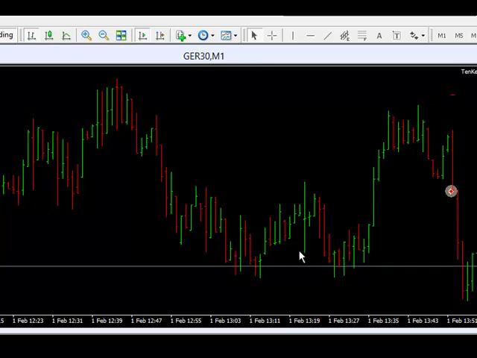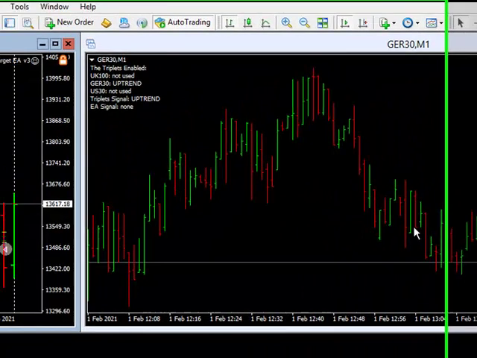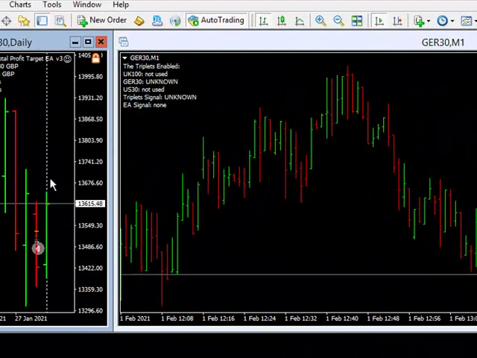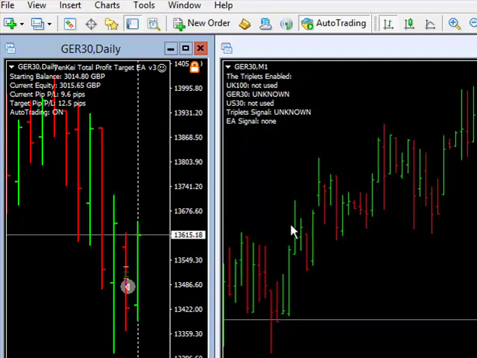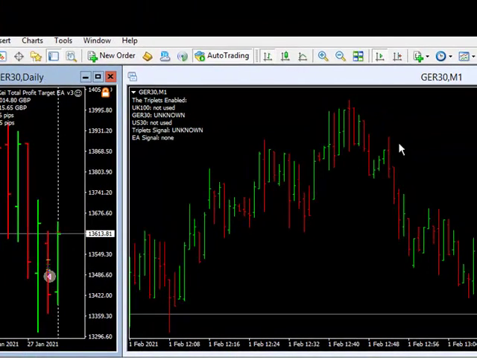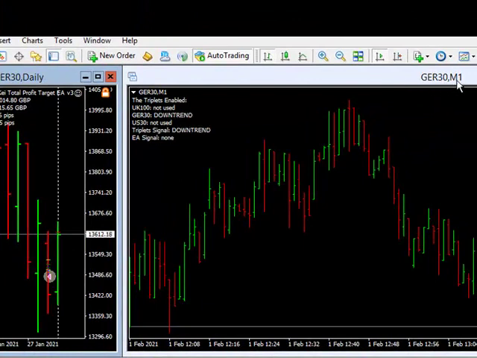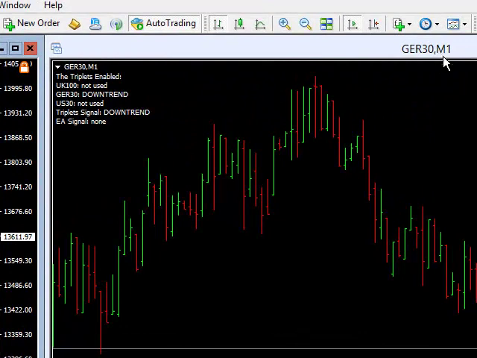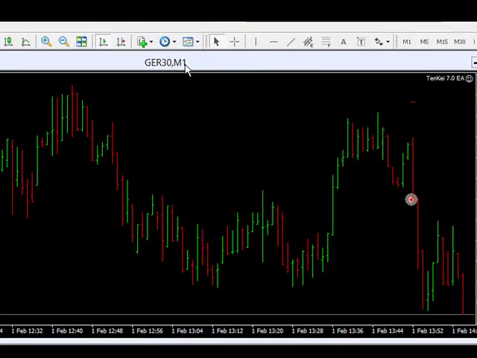So some things I want to show you, such as let's go back and look again, excuse me, at the TenKei Total Profit Target, which is over here. Now, I say over here because this is where I put it. I have at present two charts, which would be the Germany daily chart and the Germany 1 minute chart. So it clearly says here daily, and it says here M1, which means it's a 1 minute chart.